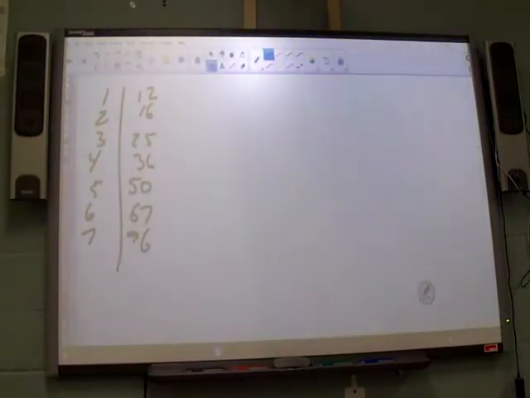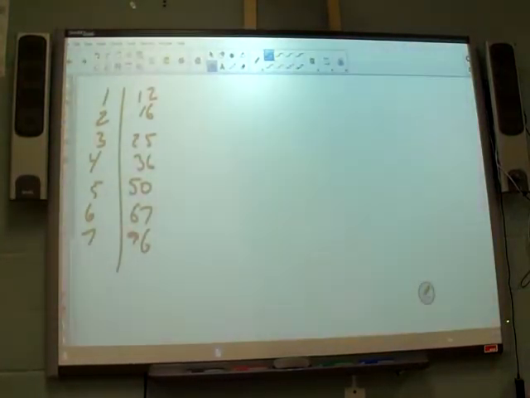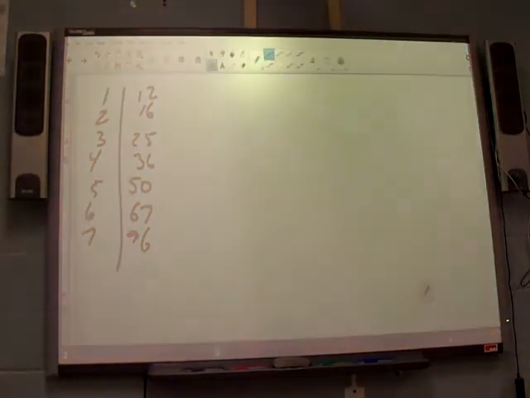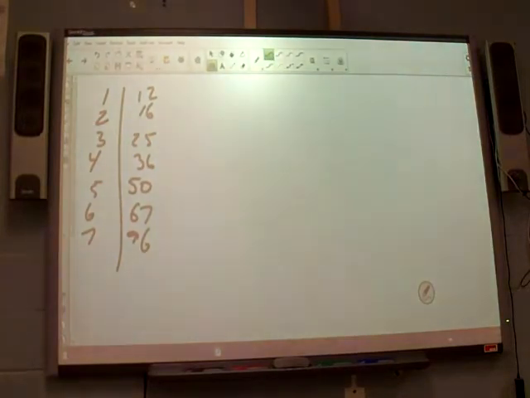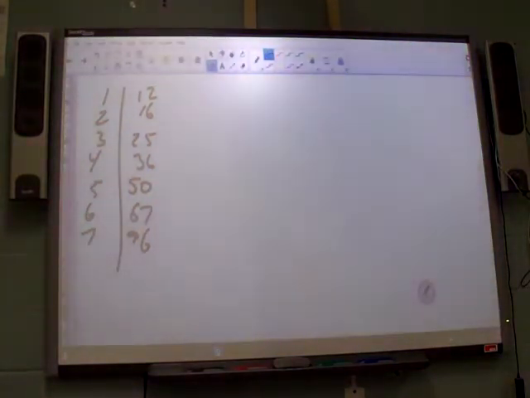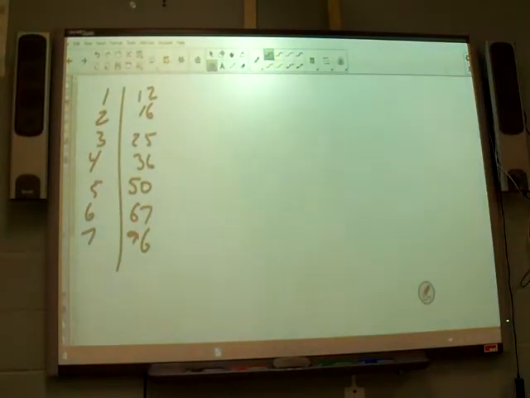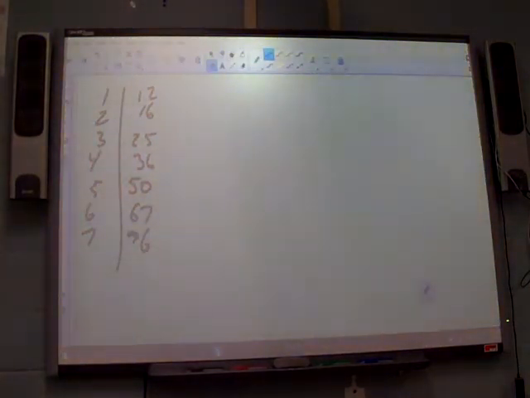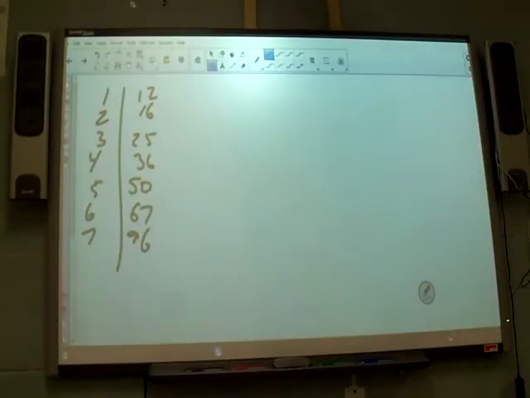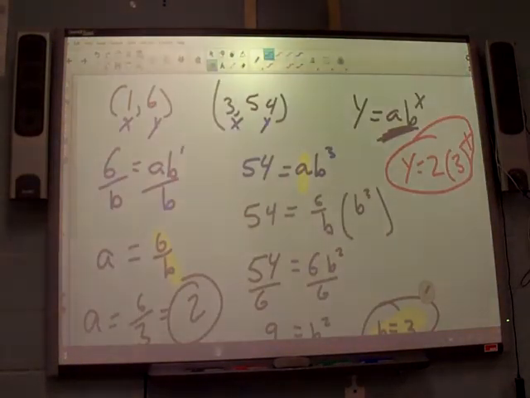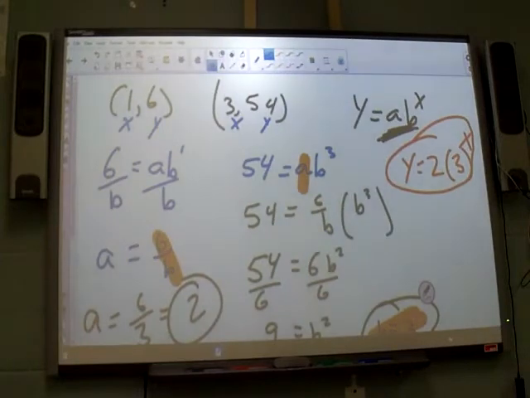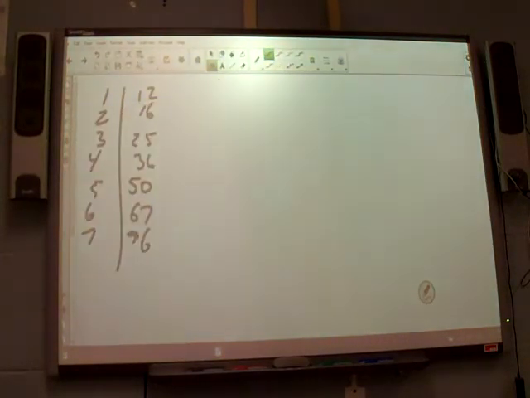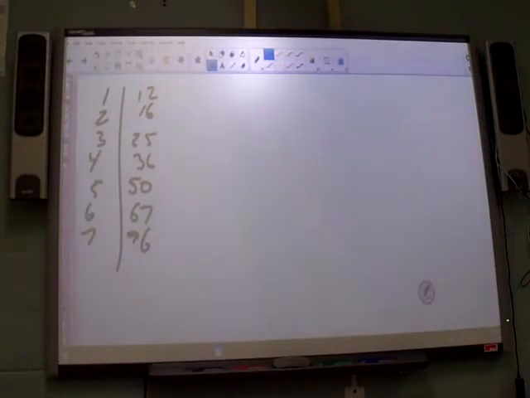This says a store sells trampolines. Y'all listen, because this is how that same type of problem that we just did could be presented to you. A store sells trampolines. The table shows the number Y of trampolines sold during the X year that the store has been open. Write a function that models the data. So this is the exact same type of problem we did on the previous screen, where I just gave you 2 points, 1, 6 and 3, 54.